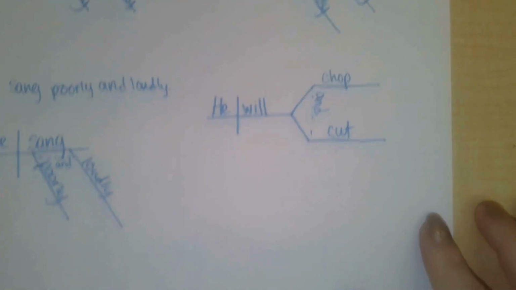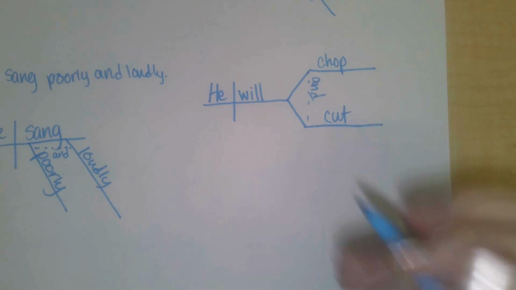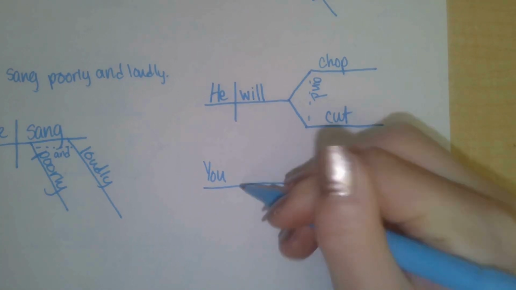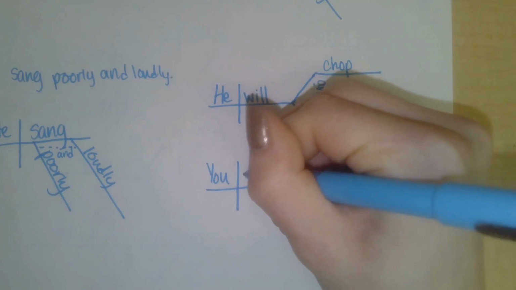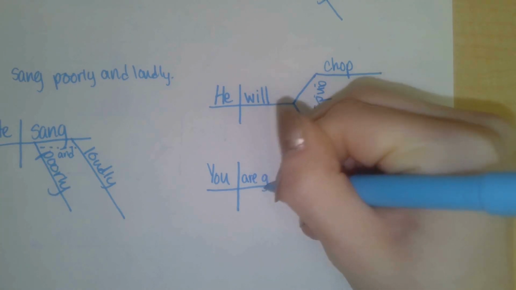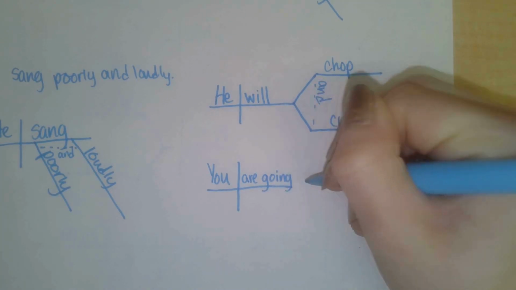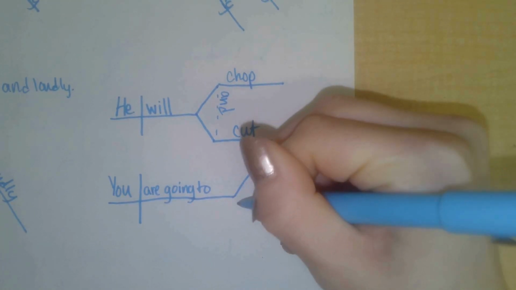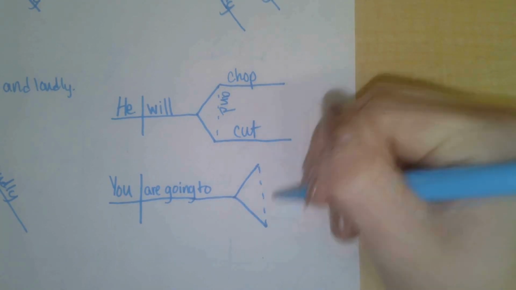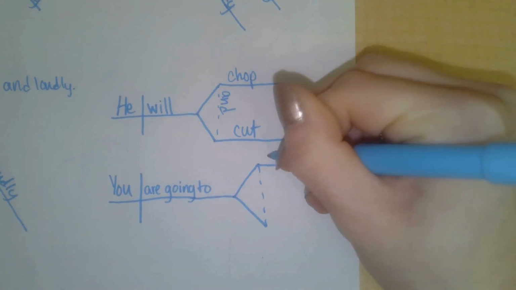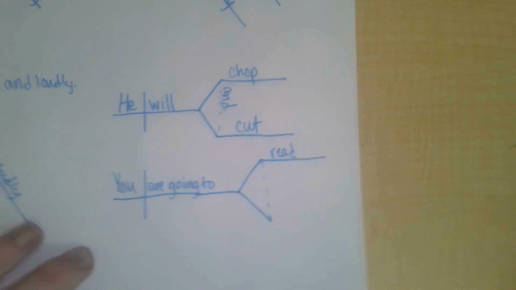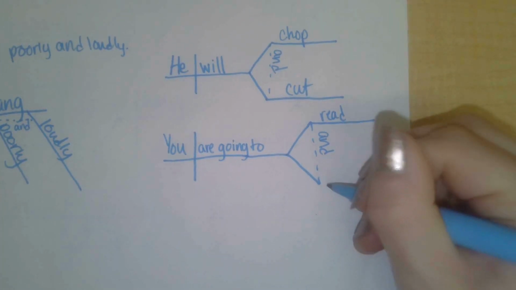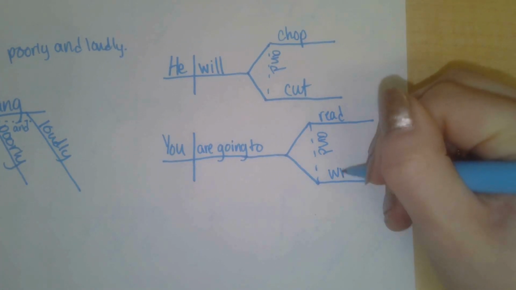There we go. Our next one, you are going to read and write. Our subject is you. You are going to do something. Are going to is our auxiliary or helping verb. Then we split the line in two. Read is our first main verb, and is our conjunction. And write is our second main verb.